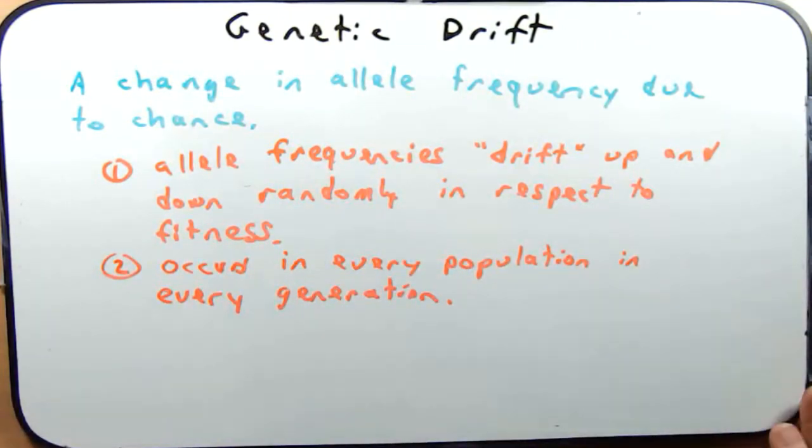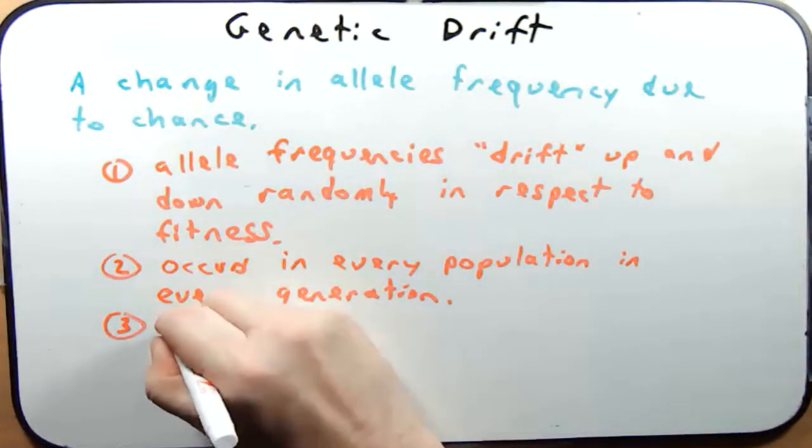Sometimes this drift might be due to a very noticeable event like a hurricane or a typhoon. In other cases, the thing that caused the drift might not be as easily noticed, but it occurs in every generation in every population. Genetic drift can lead to random loss or fixation of alleles.